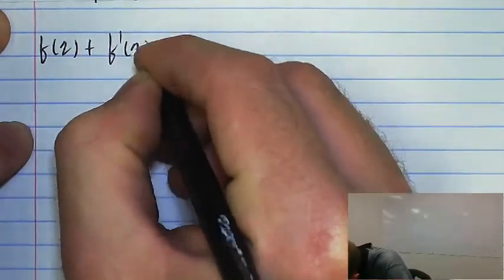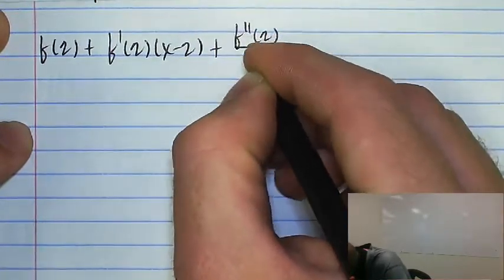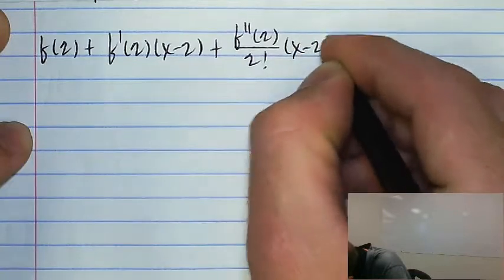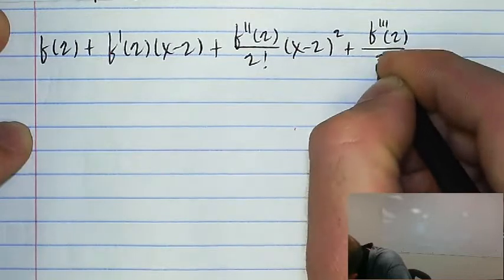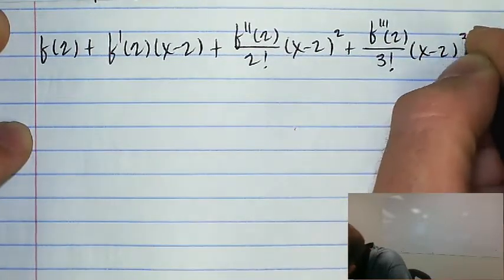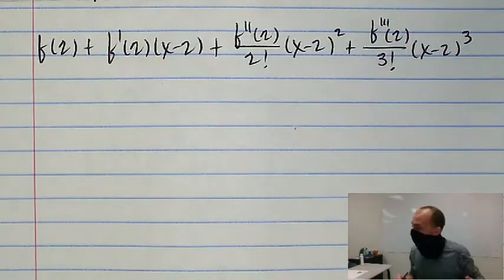All right, so we know that the Taylor polynomial third degree around x equals 2 for a function f is going to be f of 2 plus f prime of 2 times (x minus 2) plus f double prime of 2 divided by 2 factorial times (x minus 2) squared plus f triple prime of 2 divided by 3 factorial times (x minus 2) to the third. But I can just read all these numbers off. f of 2 is equal to -1.